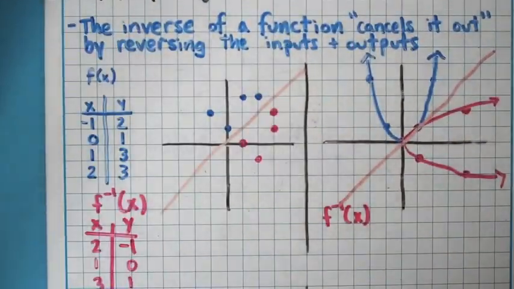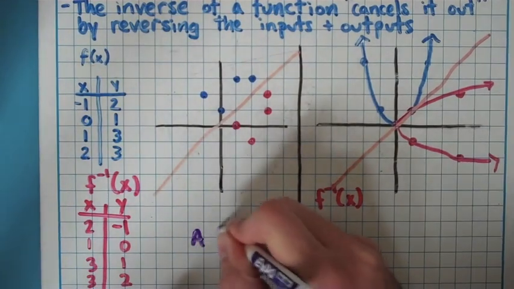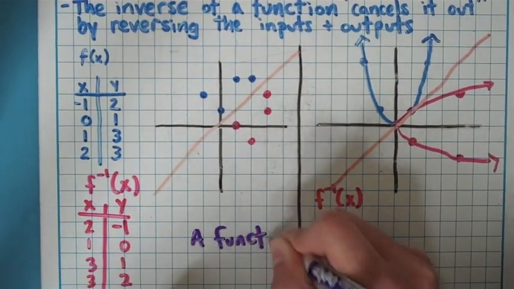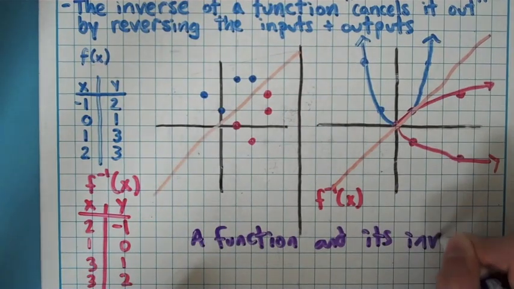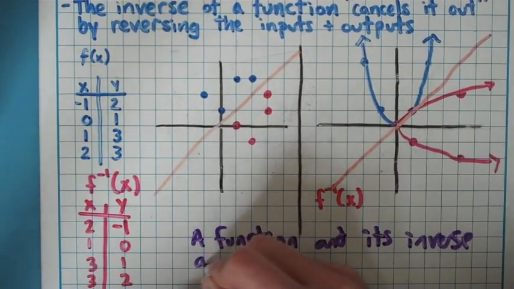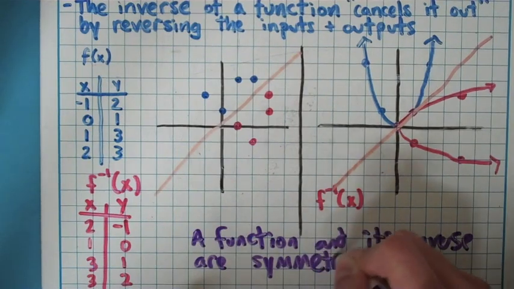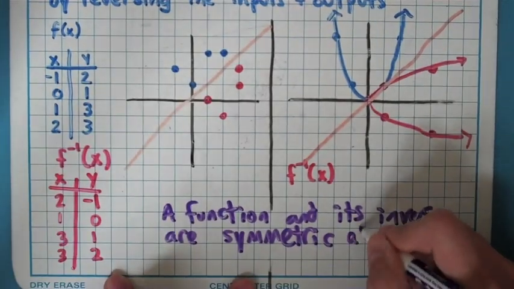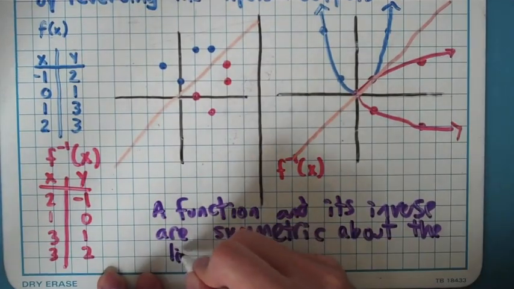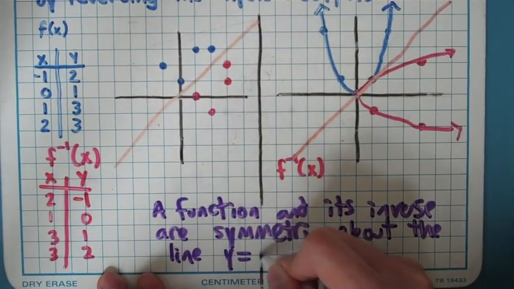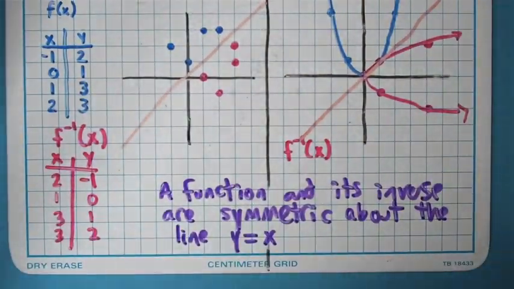That's worth writing down as a note. If you graph a function and its inverse, so a function and its inverse, are symmetric about the line y equals x. So if you drew in that y equals x, that orange line that you saw in each example, you see that these are the same on either side of the line.